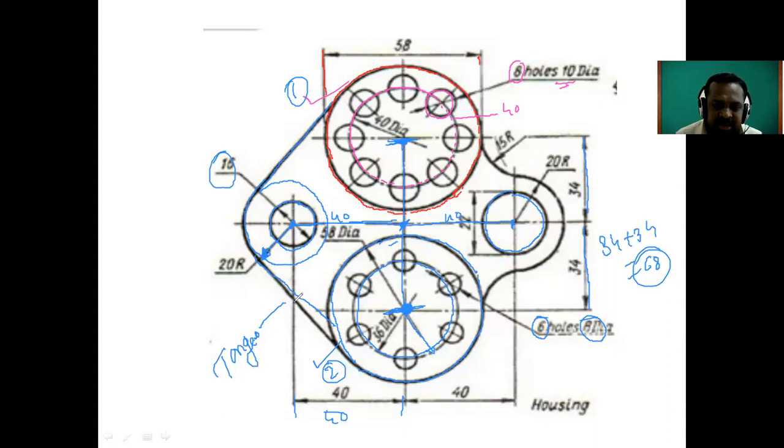If they have given me a radius, it is a curve. Here it is a line, not a radius, so I am using the tangent line. This part is also completed. Then only this side is remaining.